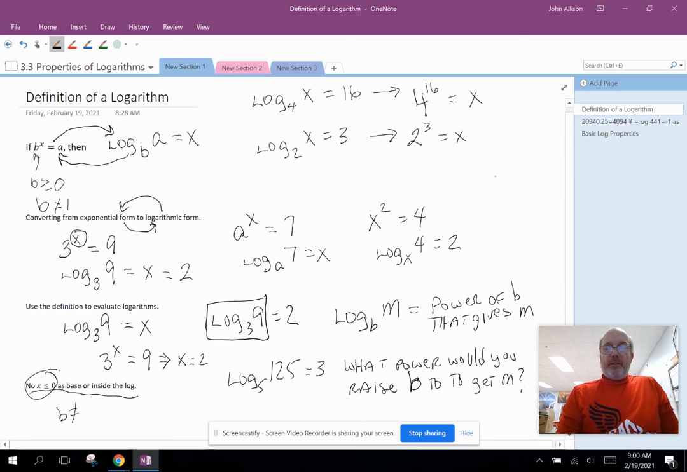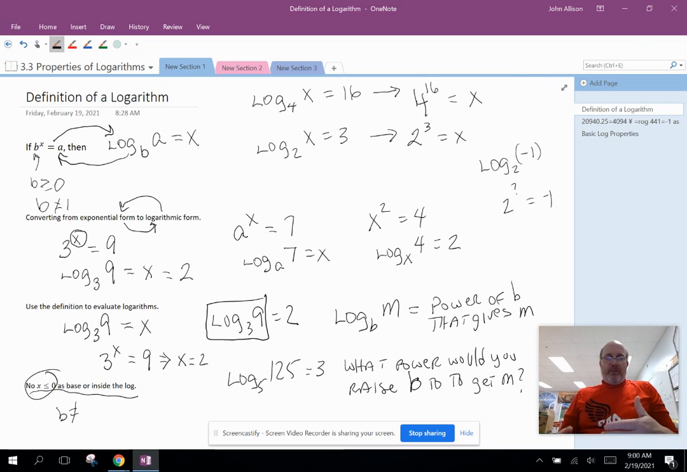Let's think about that real quick. If we had log base 2 of some negative number, that would be saying we're looking for a power that we can raise 2 to get a negative number. Now, if you raise 2 to a negative power, it becomes 1 over 2 to that positive power. So that's always a positive number. If you raise 2 to a 0, that gives you positive 1. That's a positive number. If you raise 2 to a positive power, that always gives you a positive number. So there's no power of 2 in the real numbers that will give you a negative number. So we can't have a negative inside the log.